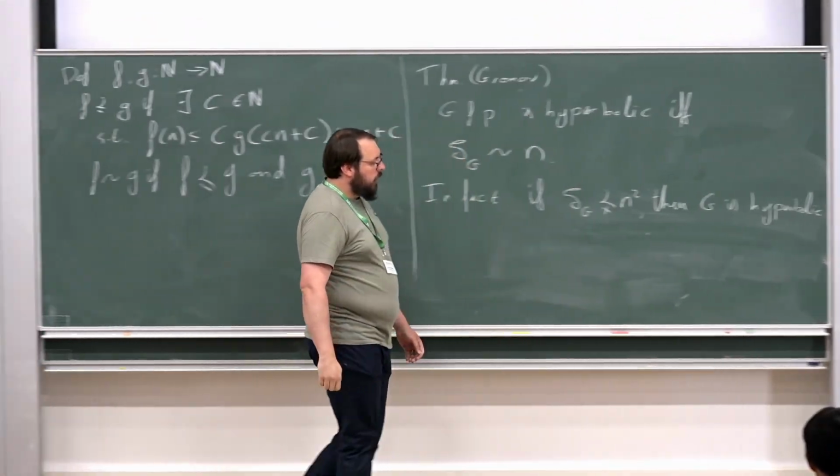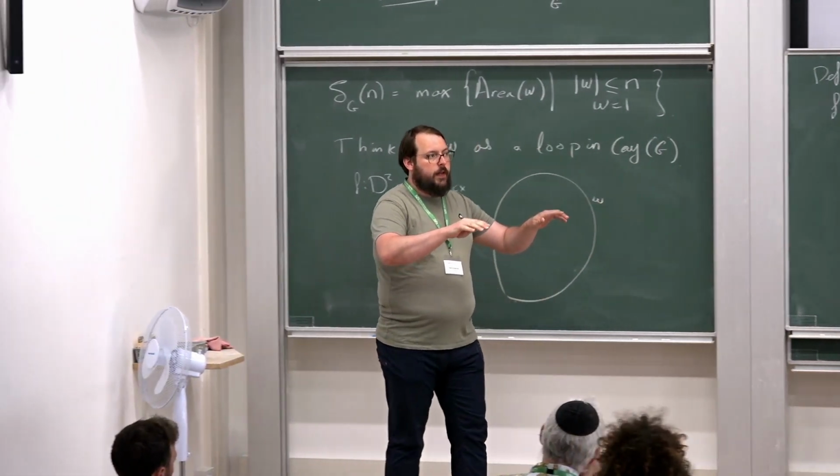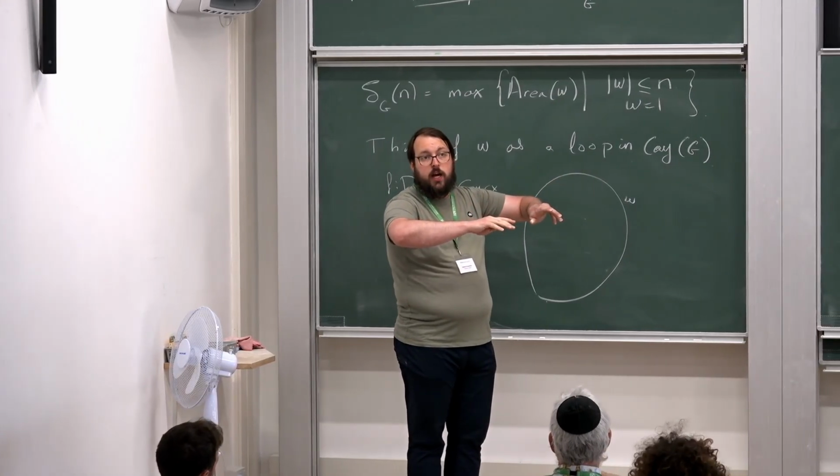Okay. So this is what's known as the Gromov gap. There's a gap, you have linear things with hyperbolicity, and then suddenly you don't get anything between n and n squared.